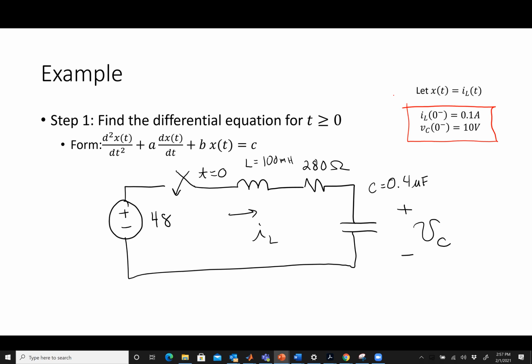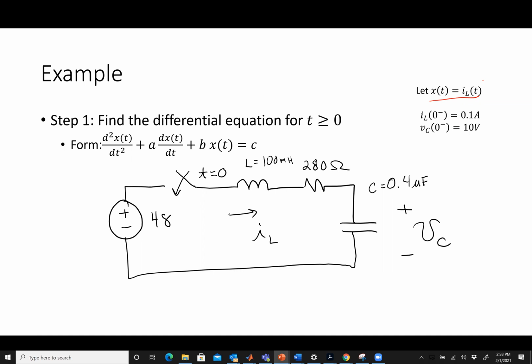Now that's very similar to what you got in problem 3 on the homework, right? In problem 3, I give you those initial conditions, and you can work from there. So we want to go through our process here. In this case, what I'm being told is that x of t, the variable I want to solve for, is I sub L, the inductor current. Okay. So how do I start this?